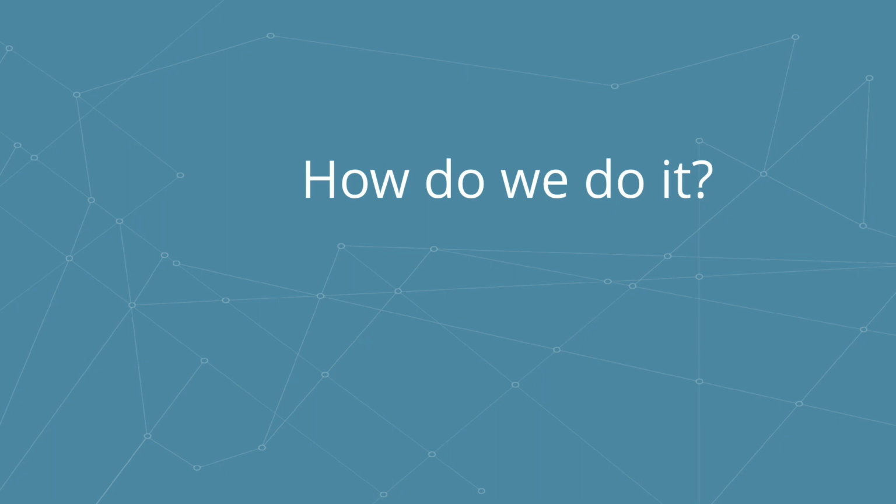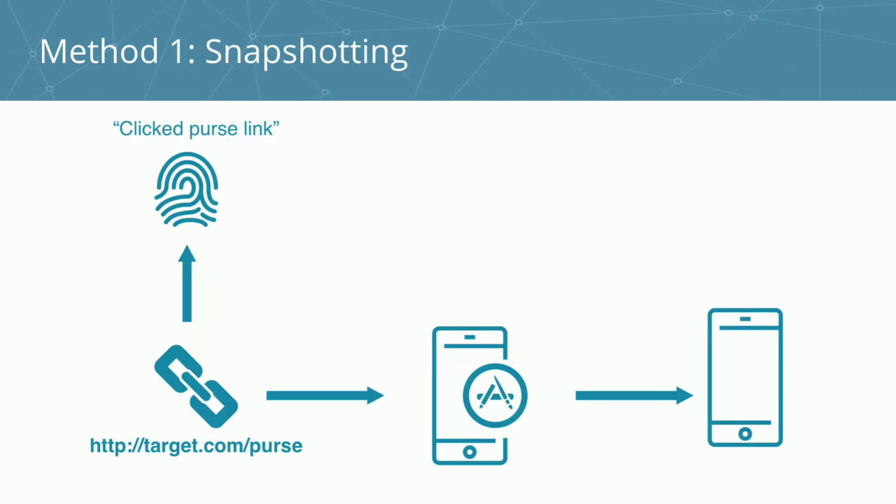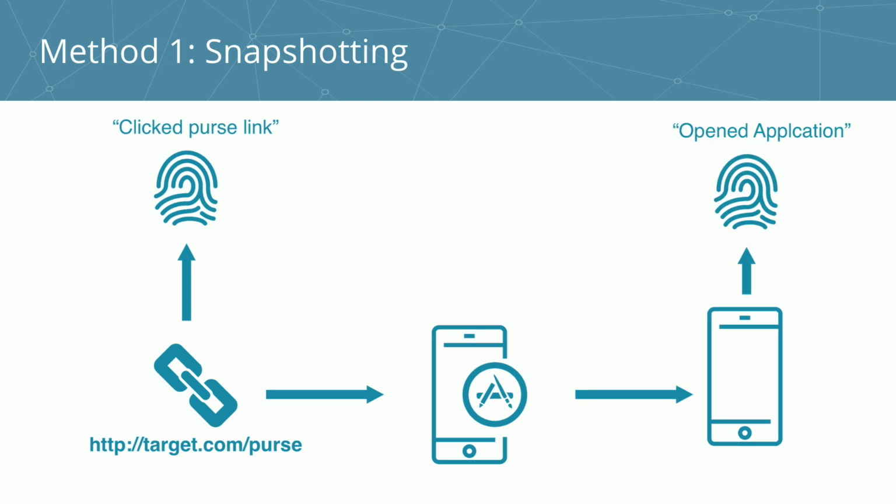So how do we do this deferred deep linking magic? Our method 1 is called snapshotting. So how this works is a user clicks this normal web URL, and we generate a fingerprint. A fingerprint consists of the IP address, the screen size, the operating system version, among a lot of other parameters. Okay? And then we store that in our server, and once the user passes through the installation process, and they open the application for the first time, we generate that same fingerprint using things like their IP address, screen size, operating system version, and we try to match the two.